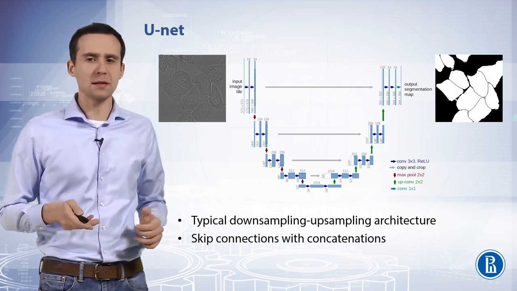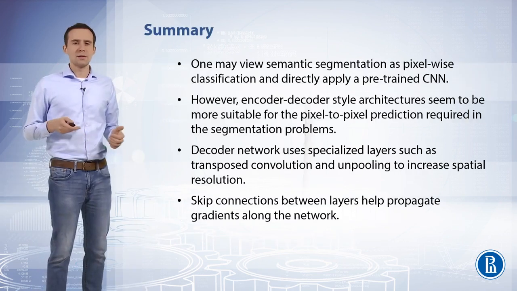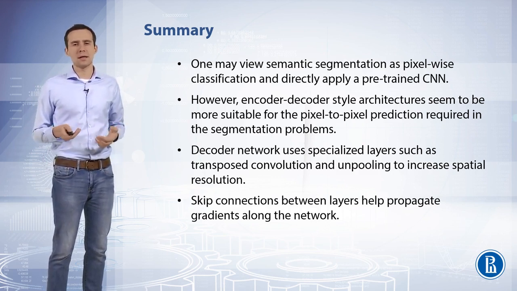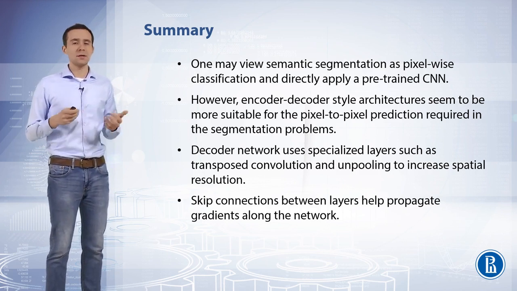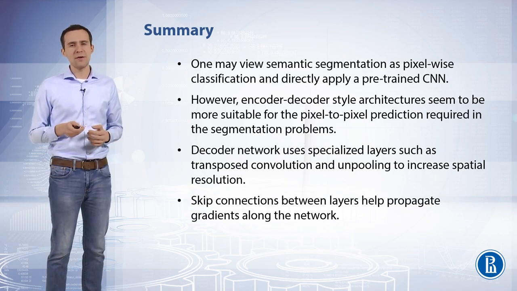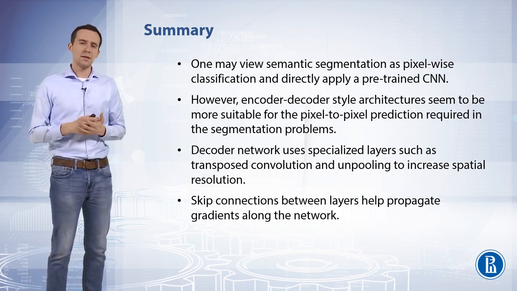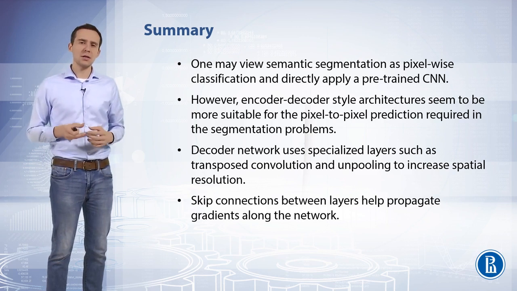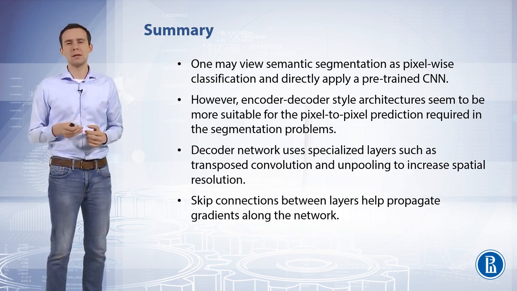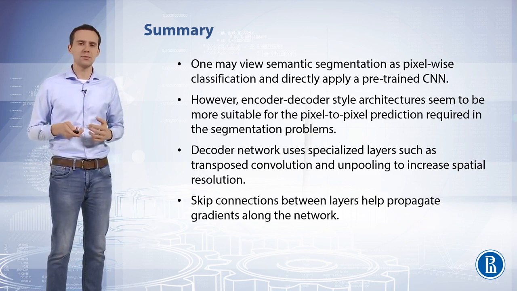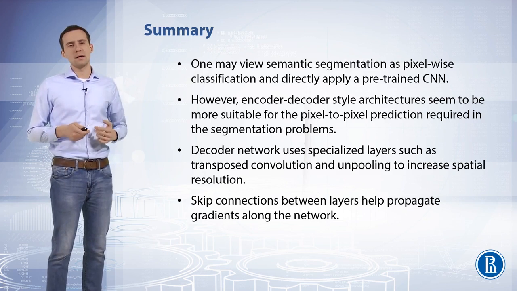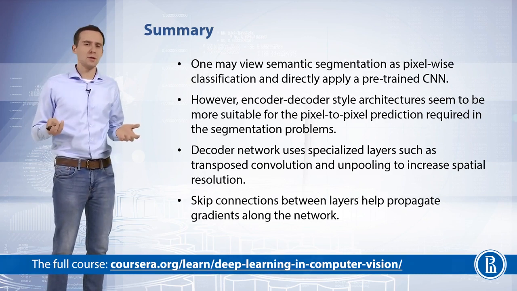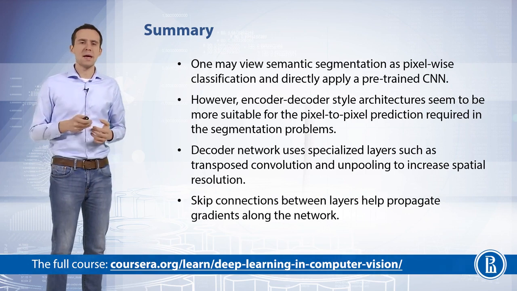UNet performs well on medical image segmentation tasks. To summarize, you can view semantic segmentation as pixel-wise classification, and you could just directly apply a pre-trained convolutional neural network. However, encoder-decoder style architectures seem to be more effective in these tasks. The decoder network that has to upsample the internal representation of the data uses specialized layers such as transposed convolution and unpooling to increase spatial resolution of the produced representation, ending up with a dimensionality same as the input image. Also, what people use a lot is skip connections that help propagate gradients back and forth along the network.